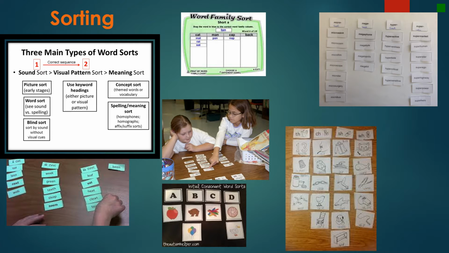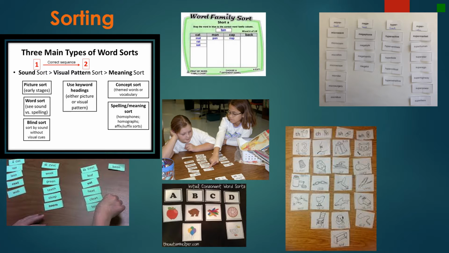This is great when we're thinking of content area vocabulary, themed words, and we can also have spelling and meaning sorts. If you look in the very middle of the slide, you can see a short A word sort. This is where we're looking for word families, and we're having the students sort whether words end with at, an, ap, or ac. And we could turn this into a blind sort by saying a word out loud without showing it to the student, and then having them point to the words that it should go with. We could then hand them the paper with that word on it and let them place it on the sort.